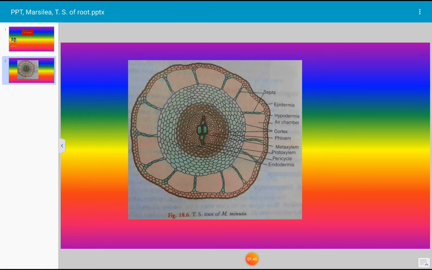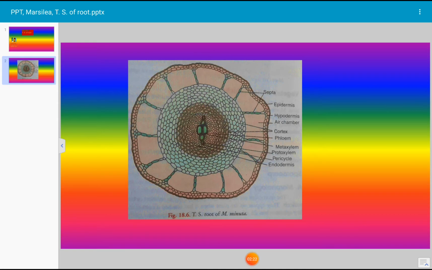And next to that, the inner cortex is there. The inner cortex is made up of sclerotic cells, and next to the inner cortex, the endodermis is placed. Endo means inner, dermis means skin. Again, the endodermis of the root of Marsilea is single layered, and the endodermal cells are also barrel shaped and compactly arranged.